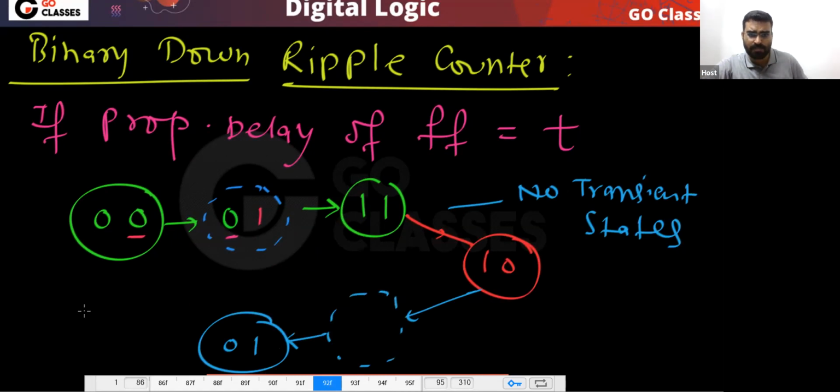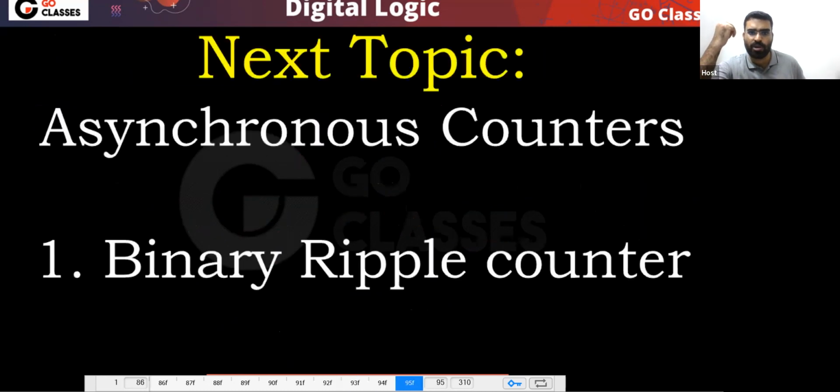But what will happen? First this LSB will change, then this MSB will change. And from this you can directly go here. So like this, how many total transient states are there? Total 2 transient states we have. So very simple. Hopefully this point is clear.